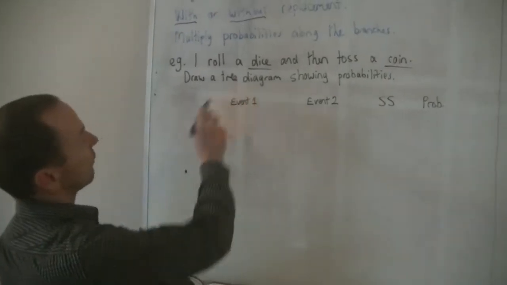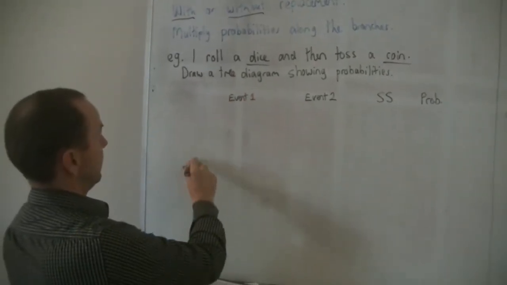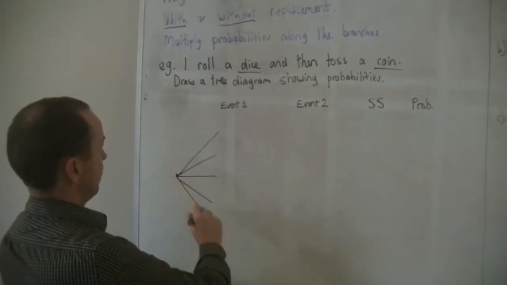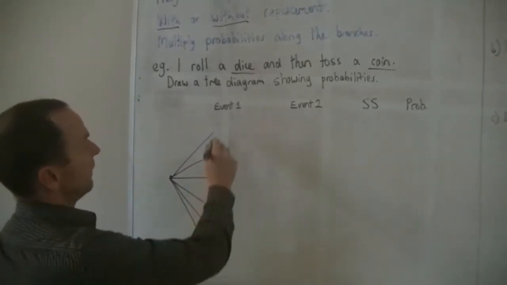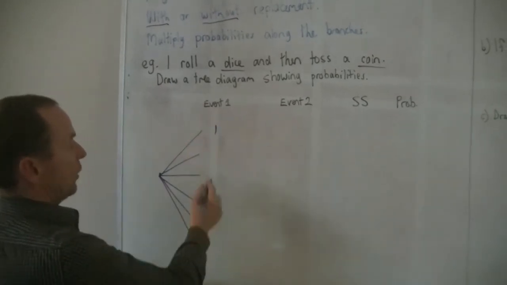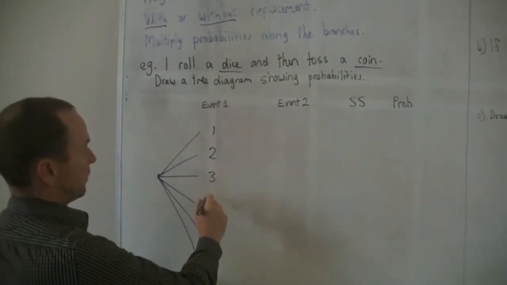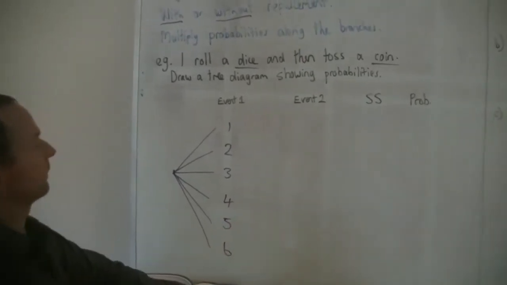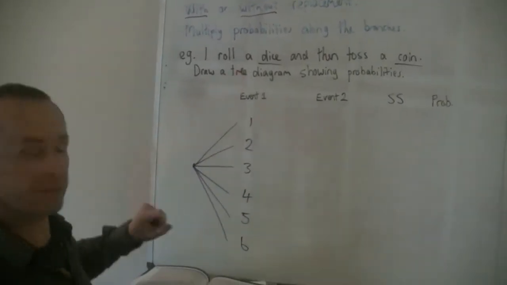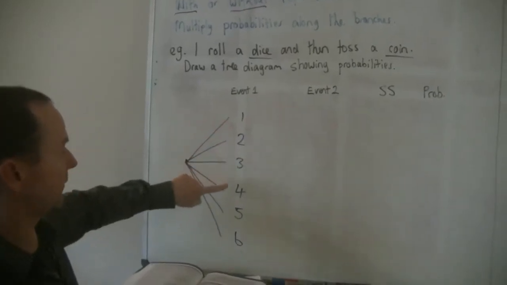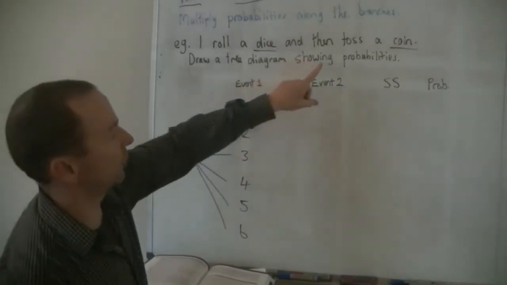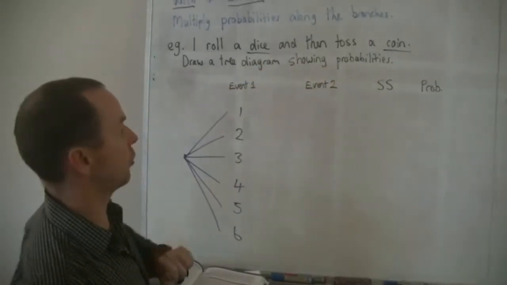So the first one, I roll a dice. So I've got 6 possibilities. So 1, 2, 3, 4, 5, and 6. Now the key is, try and make them all vertical. So these are my 6 possibilities: 1, 2, 3, 4, 5, and 6. So event 1, I roll a dice, I could get a 1, a 2, a 3, a 4, a 5, or a 6. Excellent. Now event 2 is after I've done that, I toss a coin.